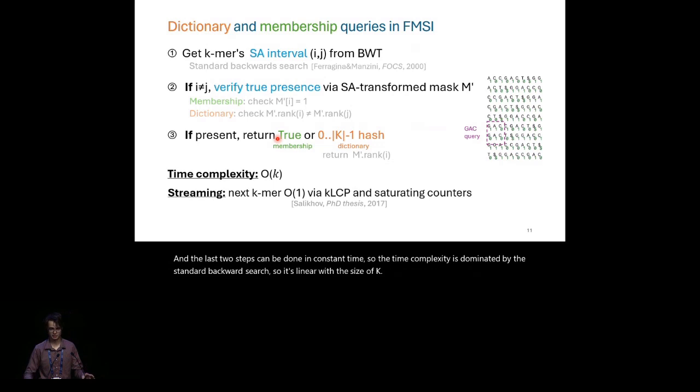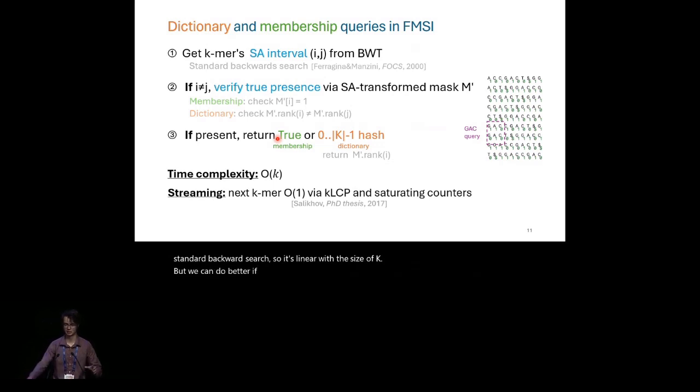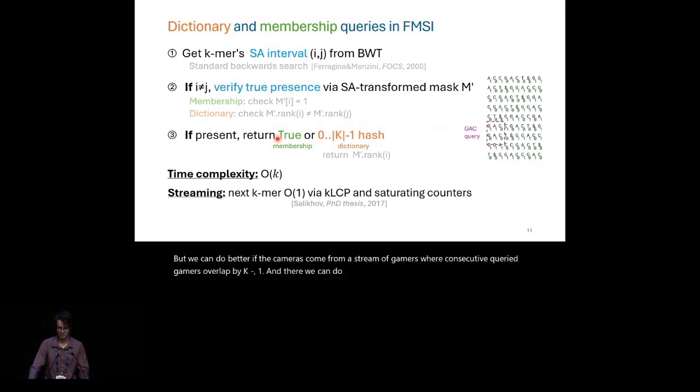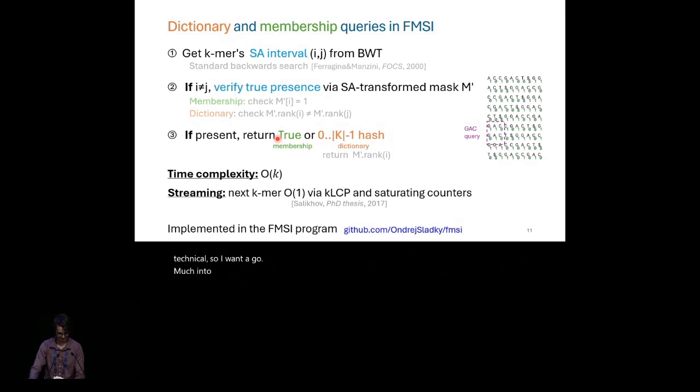But we can do better if the k-mers come from a stream of k-mers where consecutive queried k-mers overlap by k-1. And there we can do constant query by using the kLCP array and saturating counters even when we consider the reverse complement. However, this is a bit technical, so I won't go much into details. And we implemented this in the FMSI program, which is available at GitHub.